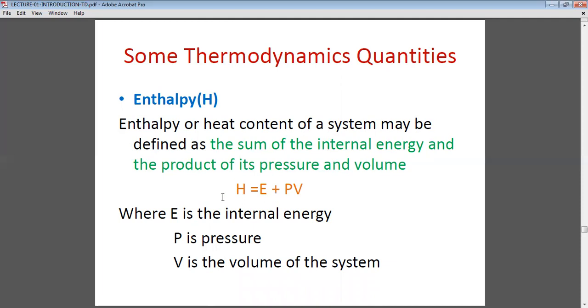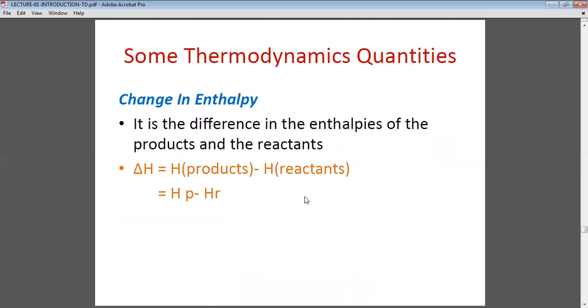Intensive properties means independent of mass. So if you divide the total enthalpy, capital H, by mass, we will get the specific enthalpy, small h. Similarly, we have specific internal energy, and P is the flow work. The change in enthalpy can be defined as the difference between the enthalpies of the products and the enthalpies of the reactants. Similar to the change in internal energy, we can calculate the change in enthalpy also.